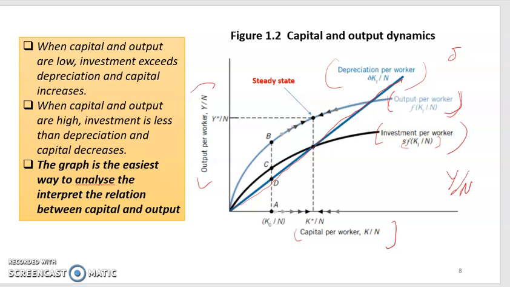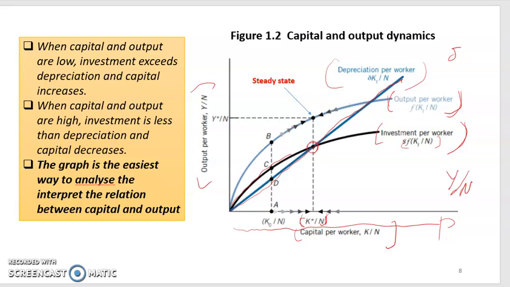As capital per worker increases, moving in this direction, all three factors, investment, output per worker, and depreciation, increase. So to the left of this capital per worker star, investment exceeds depreciation. So as you can see, investment here is greater than the depreciation curve until a point where the two are equal. So they're only equal at that point. And to the left, investment exceeds depreciation, and capital per worker increases.